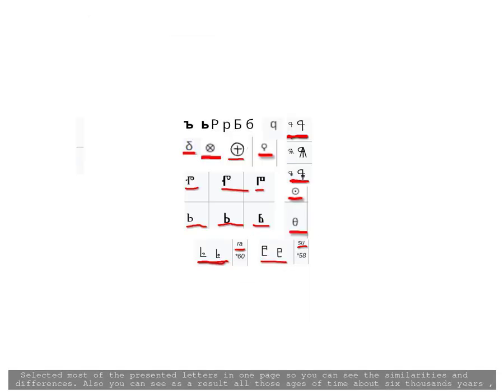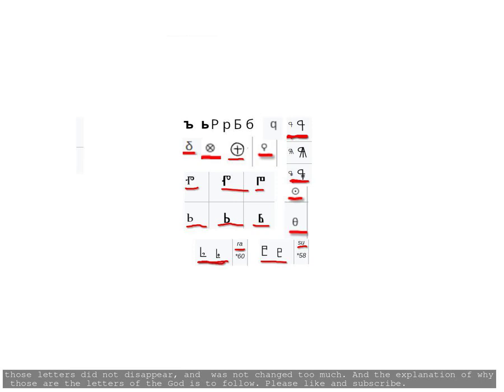I selected most of the presented letters on one page, so you can see the similarities and differences. Also you can see, as a result of all those ages of time, about 6,000 years, those letters did not disappear, and were not changed too much. And the explanation of why those are the letters of the god is to follow.